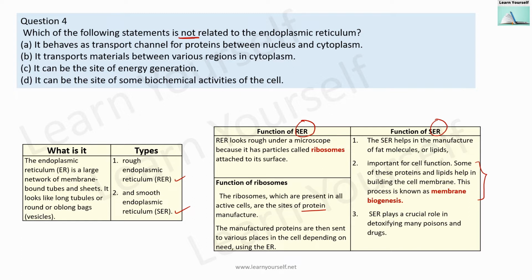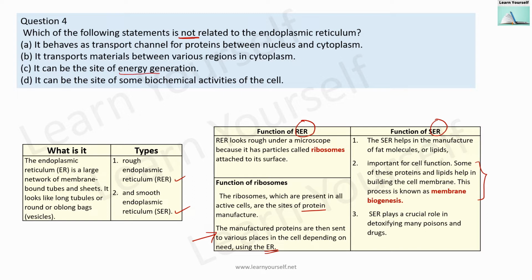Now, let us go back to our question and check the options available. Option A, it behaves as transport channel for protein between nucleus and cytoplasm. Yes, it is true that it is transporting material. Whatever protein material it is manufacturing at ribosome, ER is helping to transport it. So this statement is true for ER. Option B, it transports material between various regions in cytoplasm. That is also true.